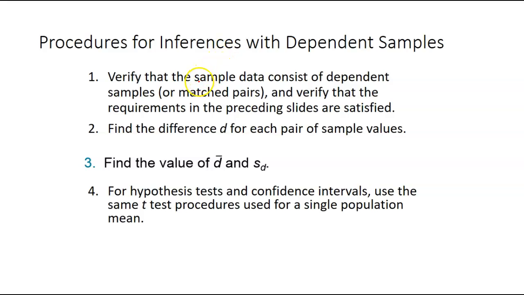Okay, so our procedure here, we're going to verify that they are matched pairs and the requirements are met. We're going to find the difference between each pair of sample values. We're going to find the mean of the difference and the standard deviation, and then we're going to use just a regular t-test. So it's not going to be the two sample t-test, it's just going to be your regular t-test, because we're going to look at only the difference between the two.